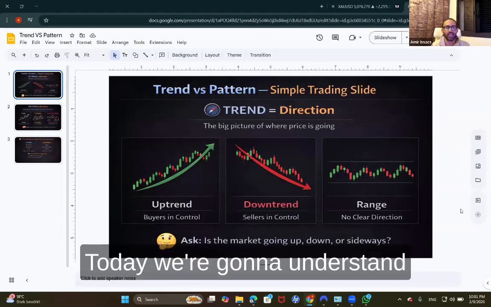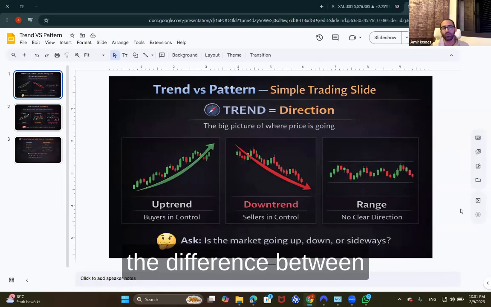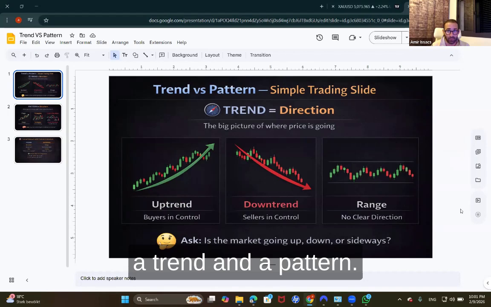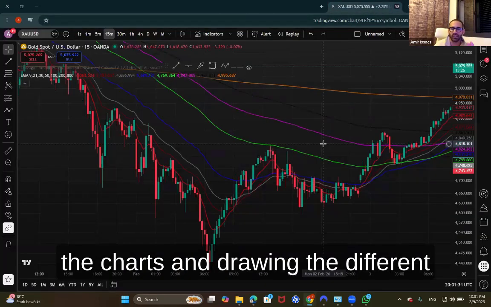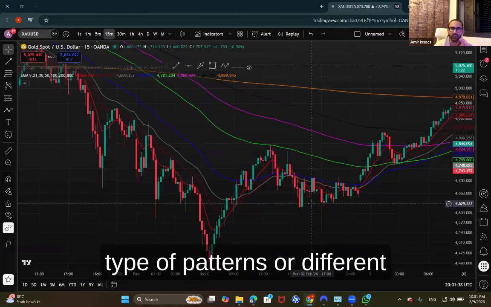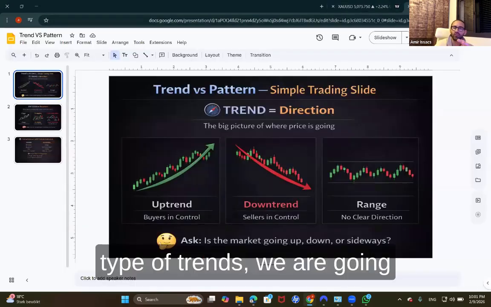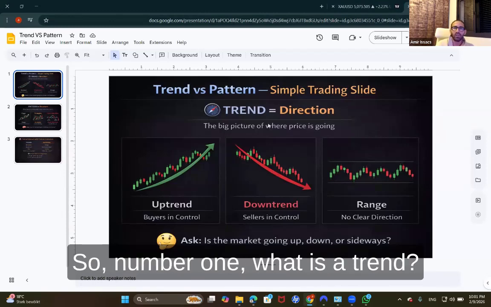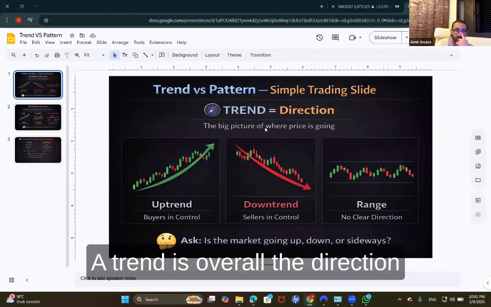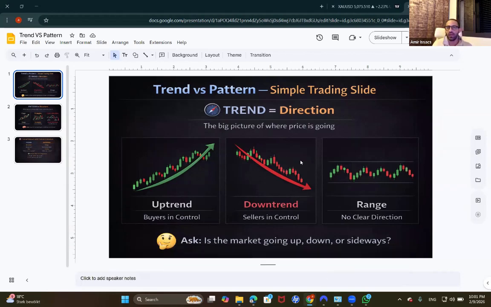Today we're going to understand the difference between a trend and a pattern. Before we start diving into the charts and drawing the different types of patterns or trends, we are going to understand the very basics of it. So, number one, what is a trend? A trend is overall the direction of the market.